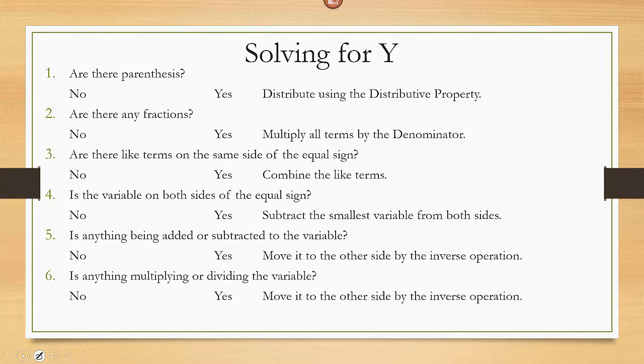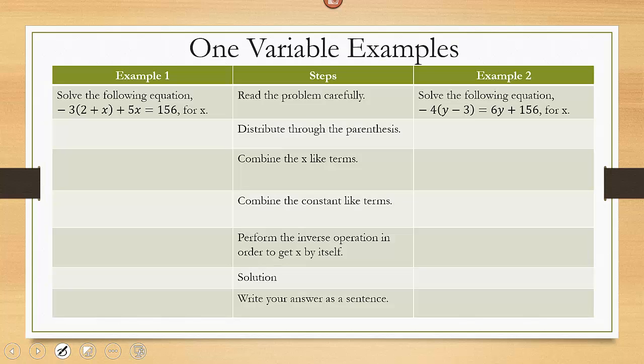And number 6 is anything being multiplied or divided on the variable. If there is not, move on. If yes, move it to the other side by the inverse operation. And after all of this is done, you have your solution. Solution acquired.